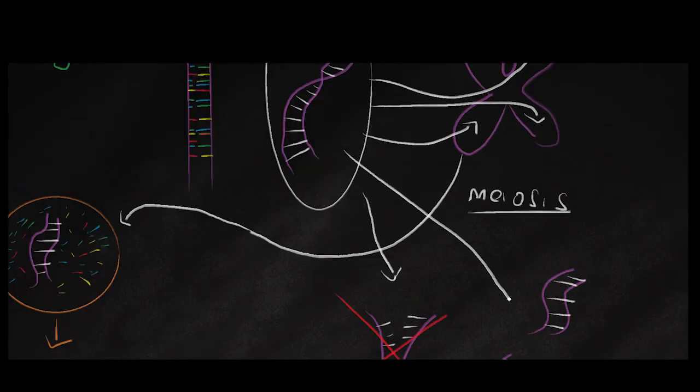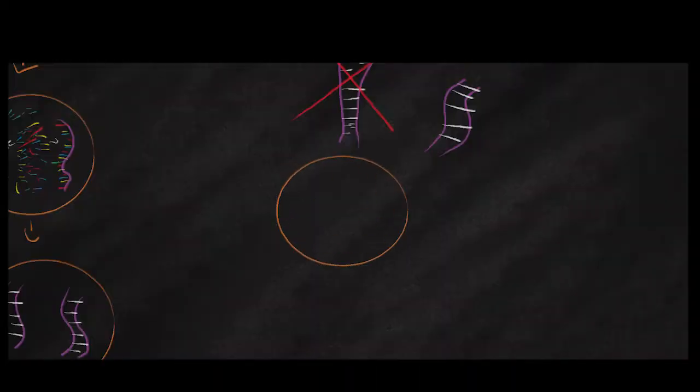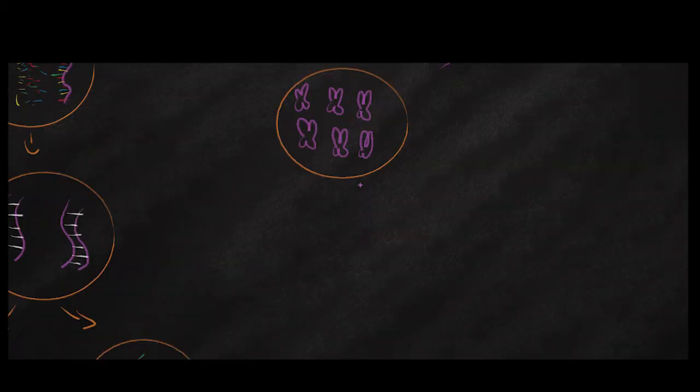When the cell meets with the opposite sex cell, which contains another single 23 chromosomes, they both pair up to form the full 46 chromosomes, where half is from the mother and half is from the father.